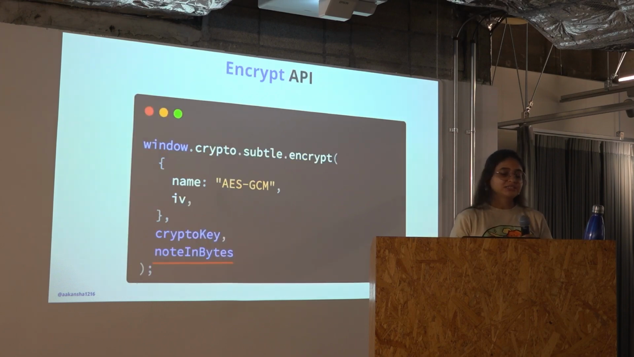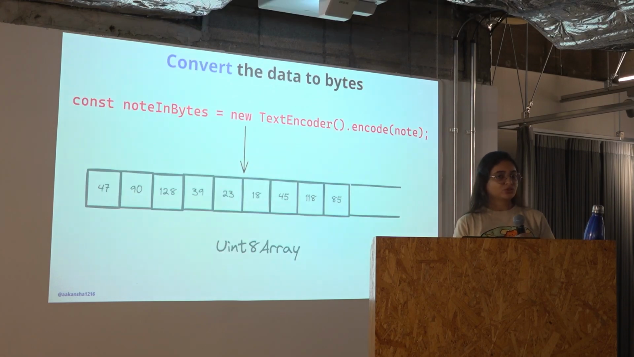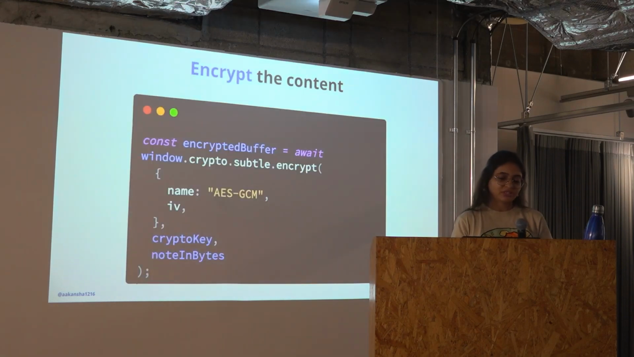Now the last is the notes, but in bytes. So that's also simple to do. It's a string, so just use the TextEncoder API, convert it into bytes, and you are ready to go with encrypting the data. As soon as the promise is resolved, you will get the encrypted buffer.